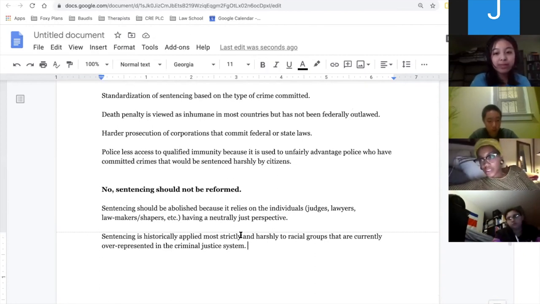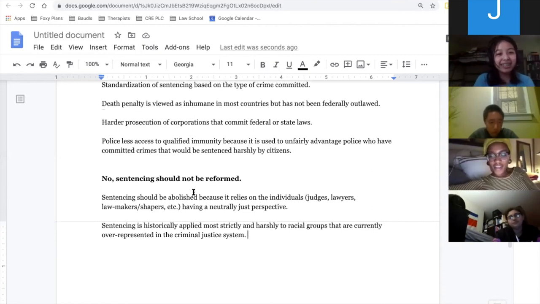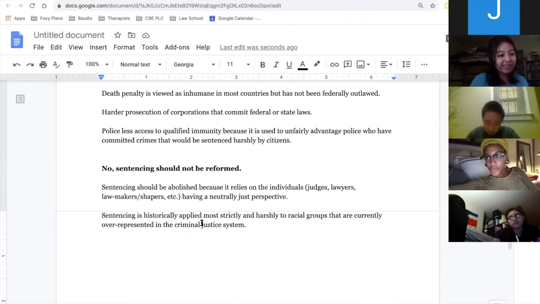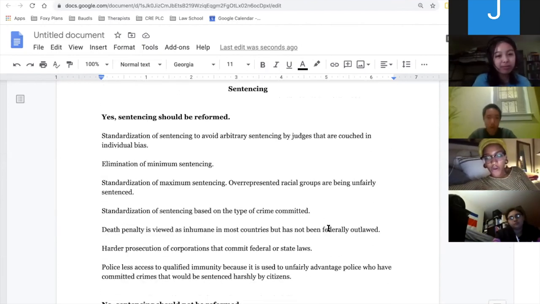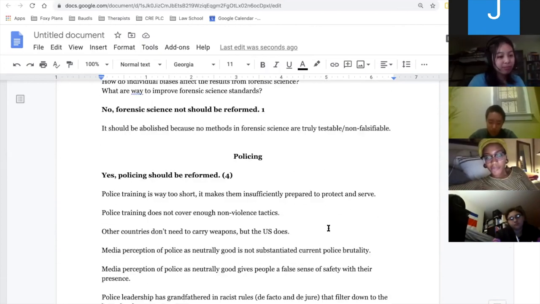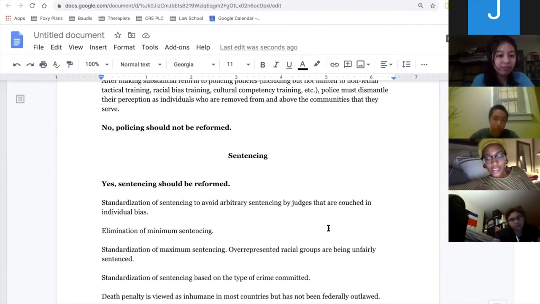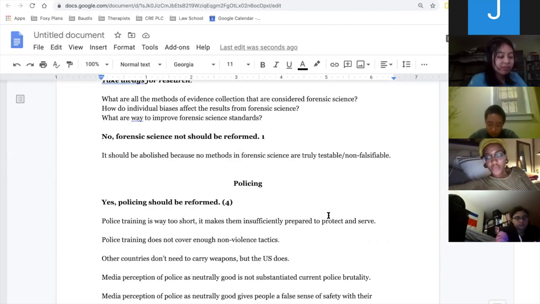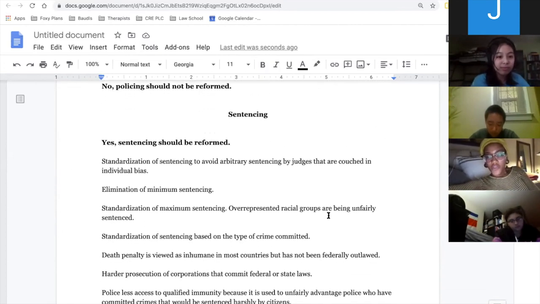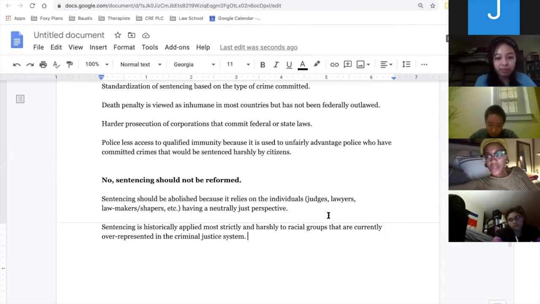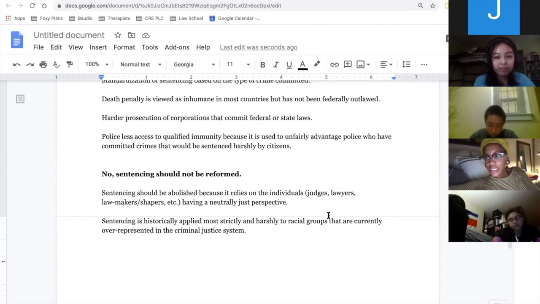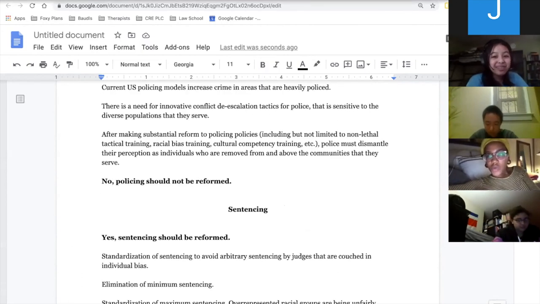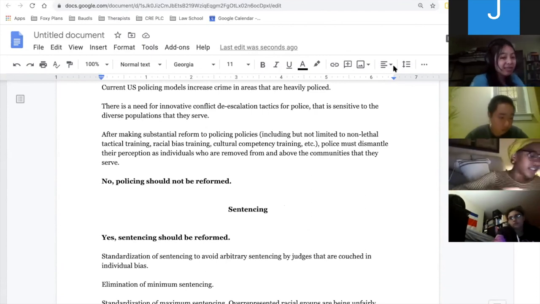Nuriel is our abolitionist. Do we have any other ideas about why sentencing might not be reformed? It seems as if we're all on the side that policing and sentencing and forensic science need some reformation. If you kind of agree with that, I would encourage you to consider an abolitionist stance, as Nuriel has been suggesting thus far. But since we're running out of time, let me actually text Jasmine, because Jasmine has to stop this recording at a certain point.